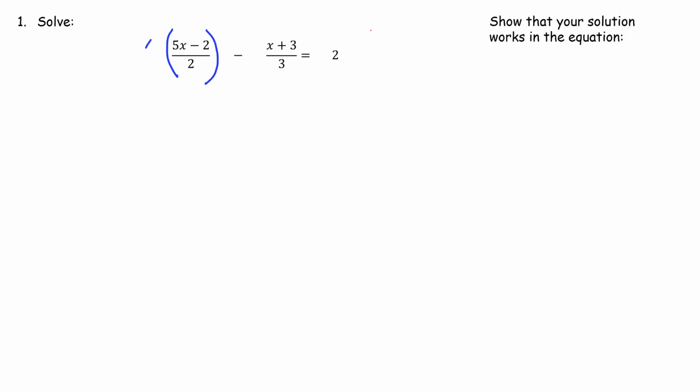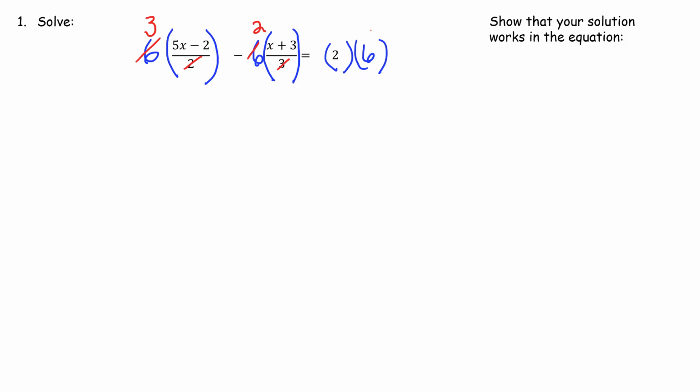I'm going to multiply the first rational expression by 6, the second rational expression by 6, and the constant by 6. If I do that in the first term here, the 2 and the 6 cancel, and I'm left with a factor of 3, which I can then multiply by 5x minus 2. The second term, the 6 and the 3 cancel, and I'm left with a factor of 2, which I can also multiply by x plus 3. And then on the right side of the equation, 2 times 6 is just 12.